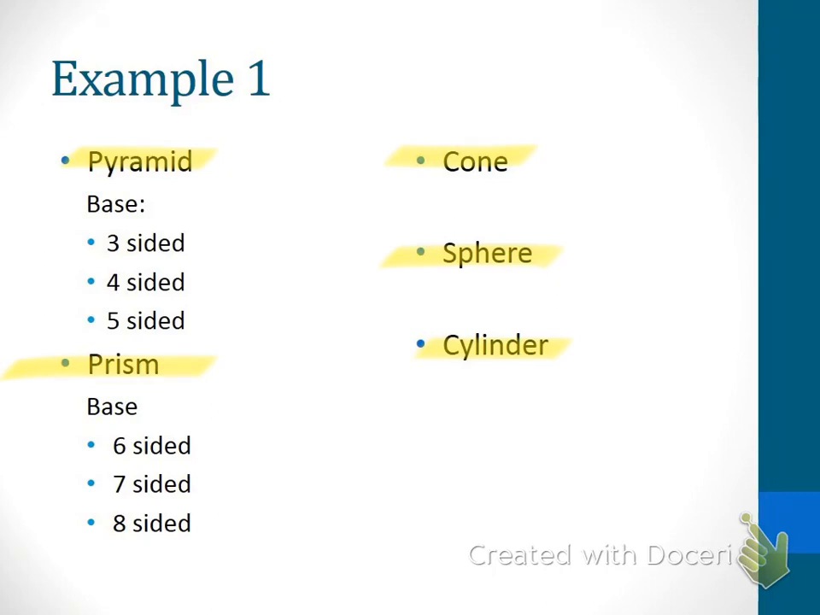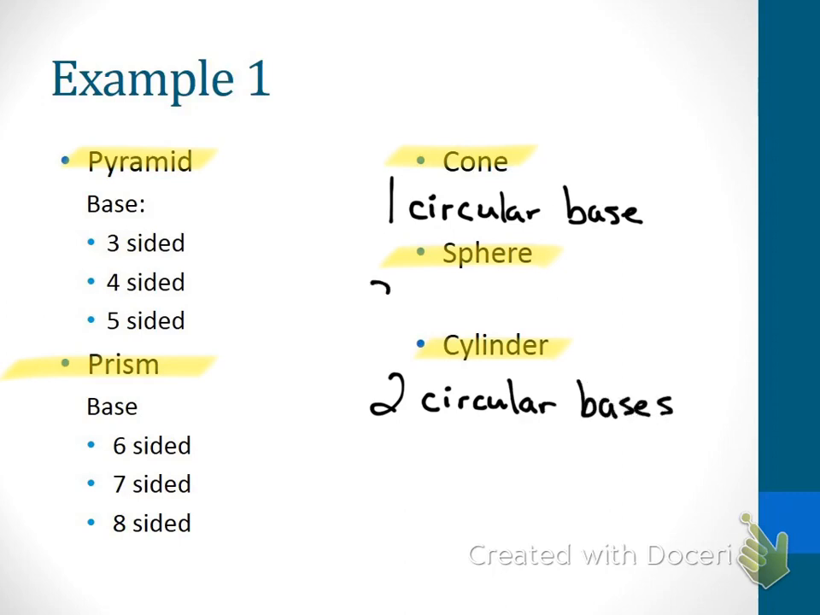Okay, so a cone. A cone has one circular base. You can think of it like an ice cream cone. A cylinder has 2 circular bases. And a sphere, you could say, is like a 3D circle. So like a basketball or a baseball or anything like that that's 3D, we would say is a sphere. So those are your definitions. Those are really cut and dry. It's a cone, a sphere, or a cylinder, or it's not.